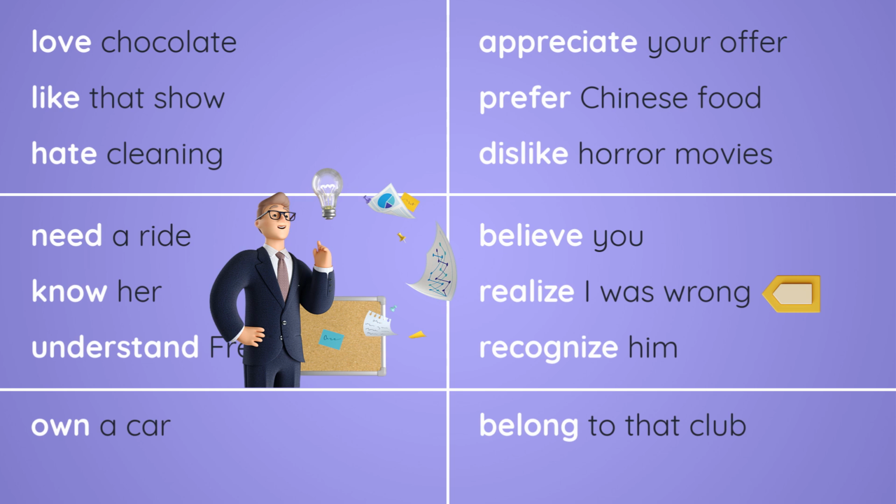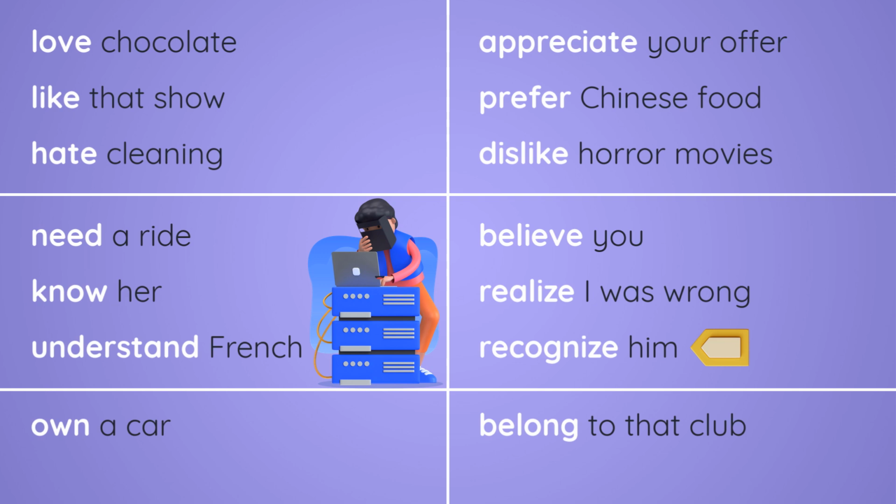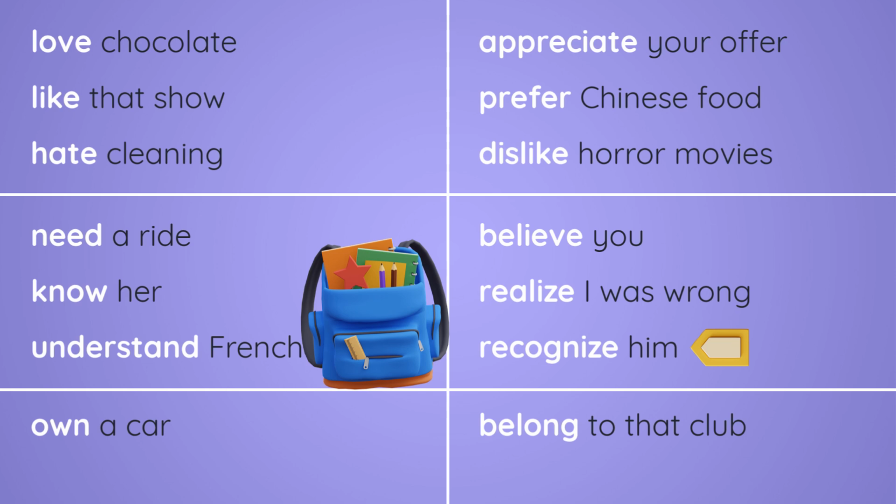What does it mean to realize something? It's like to suddenly understand, to understand that something is true. I realize I was wrong, not the continuous form. No continuous forms with any of these stative verbs. Right. I recognize him. What does it mean to recognize someone? To be able to identify that that is that person. I recognize him. Or it can even also recognize a thing. I recognize that backpack. I think it's his. Okay? To identify that something belongs to someone or that somebody is someone.